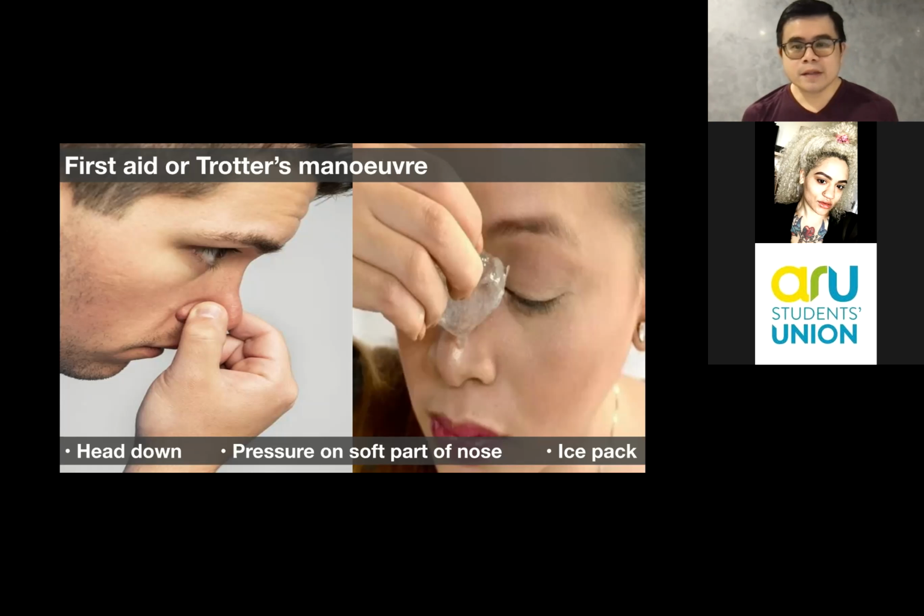Pinch it for 15 to 20 minutes without releasing the pressure to check whether it is still bleeding. And during this time, they need to breathe through their mouth. And while the patient is doing so, you can go and get some ice cube or ice pack and put them on the nasal bridge, on the forehead or back of the neck. And quite commonly, we ask the patient to suck the ice in their mouth as well. All of this will bring the blood away from the nose area.